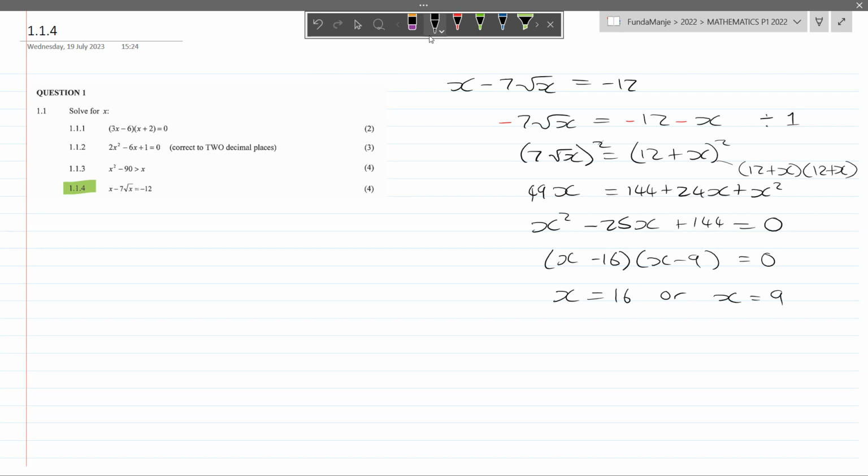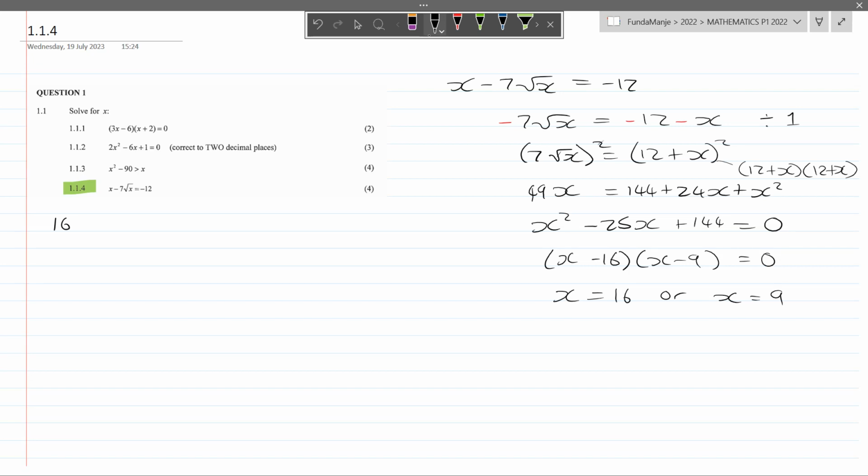But then you have to check your answers to see if both of them actually work. So whenever you have a square root in the beginning of an equation, it's best that you check your answers to make sure that they actually do work. So we're going to first test for 16.